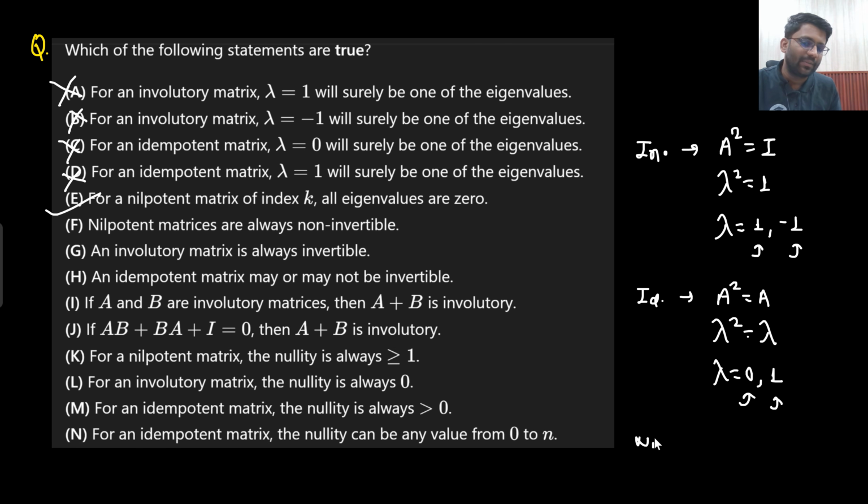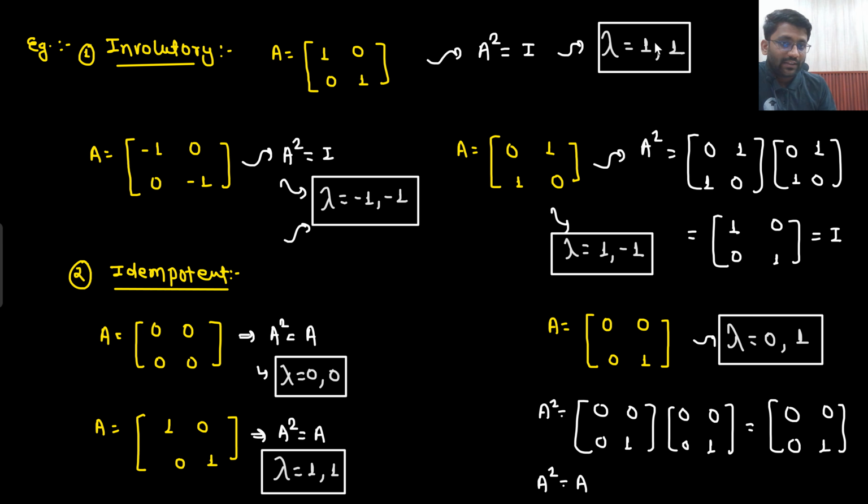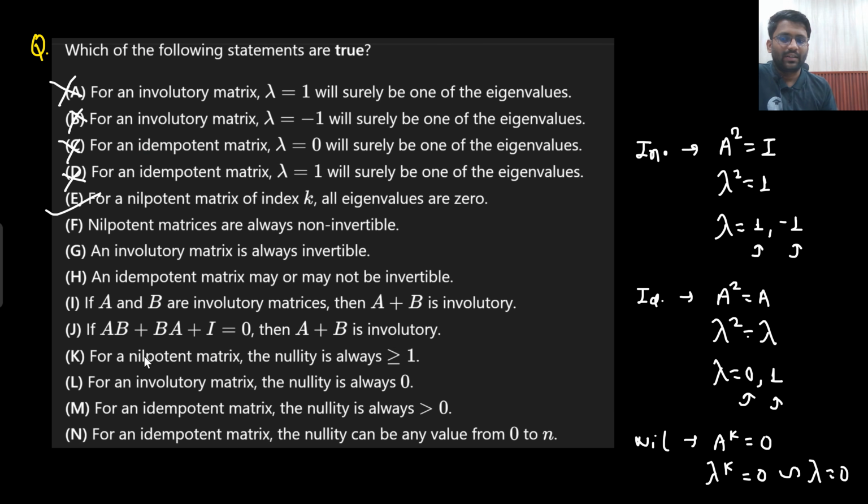For a nilpotent matrix, eigenvalues will be 0 only. What is the meaning of nilpotent, sir? Nilpotent means A to the power k equals 0. That means lambda to the power k equals 0. So yes, lambda equals 0 will surely be one of the eigenvalues. All the eigenvalues will always be 0. So did you understand this point? That's why I took this example. 1, 1, minus 1, minus 1, 1, minus 1. Here 0, 0, 1, 1, 0, 1. Understandable? That's why these examples were taken.